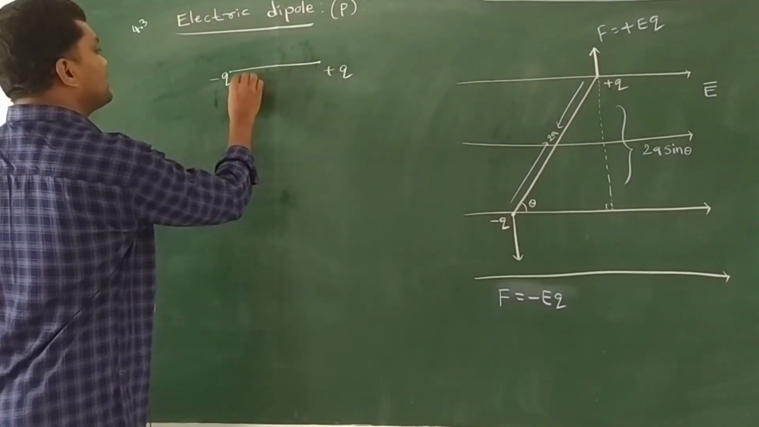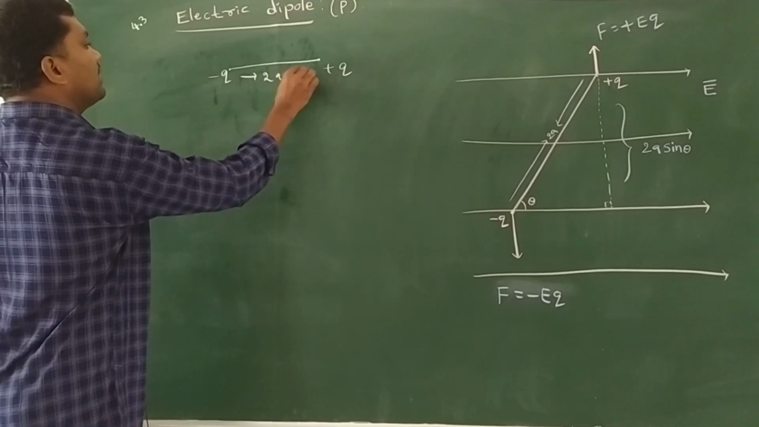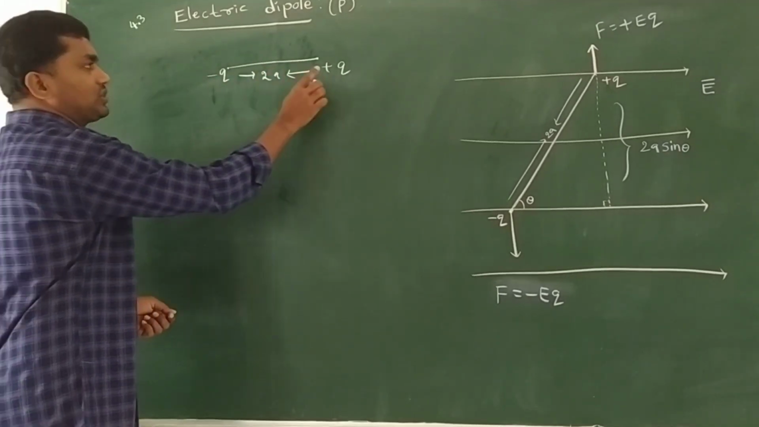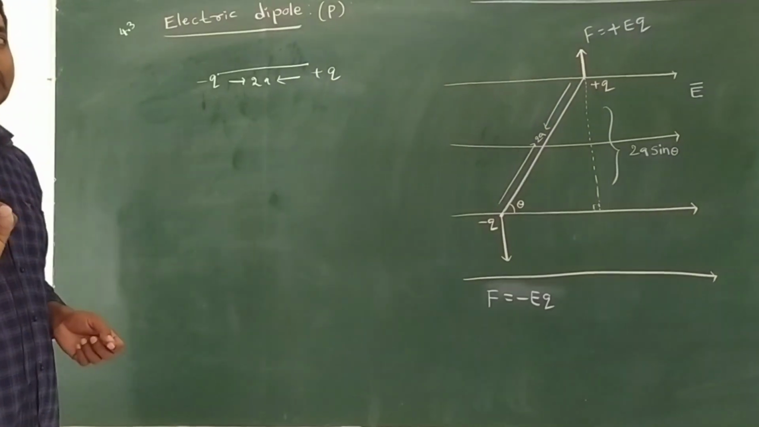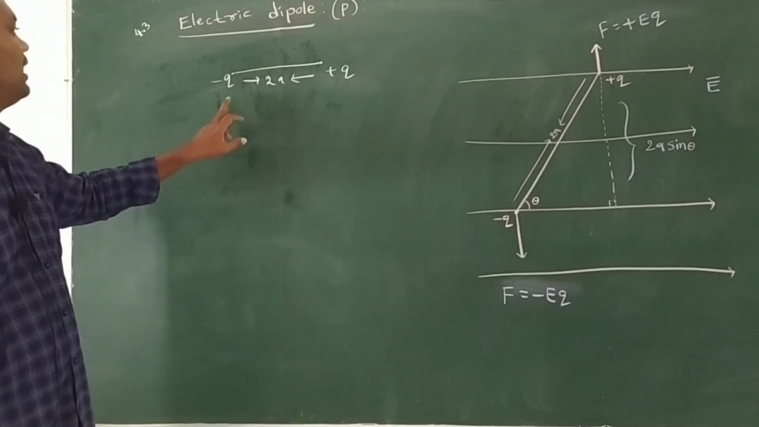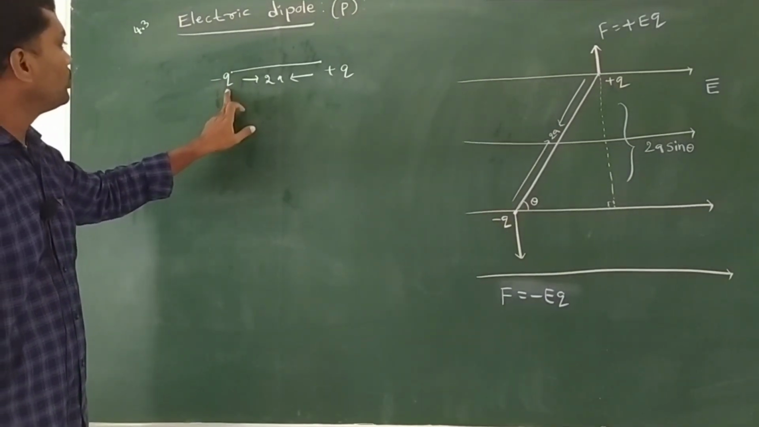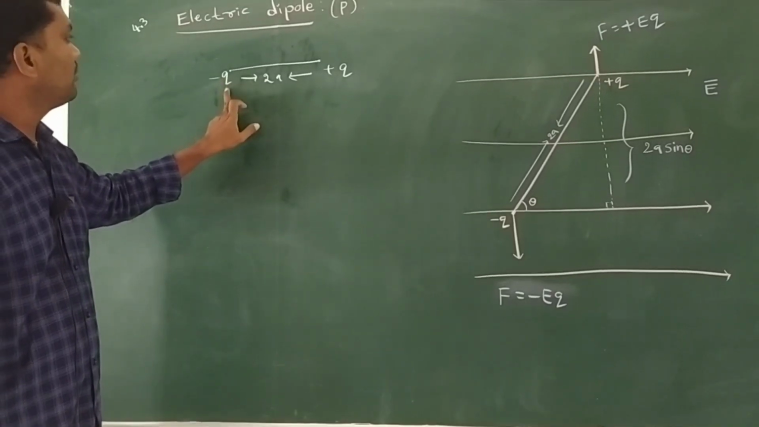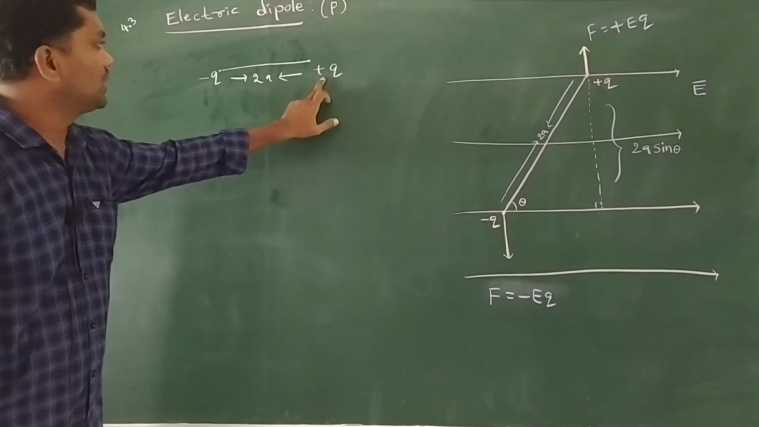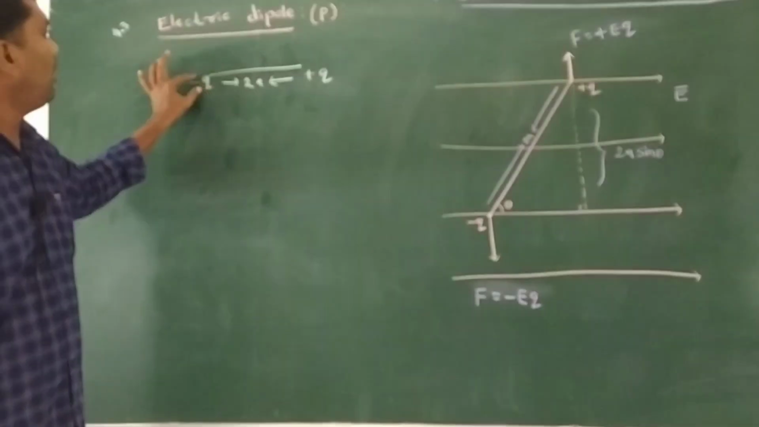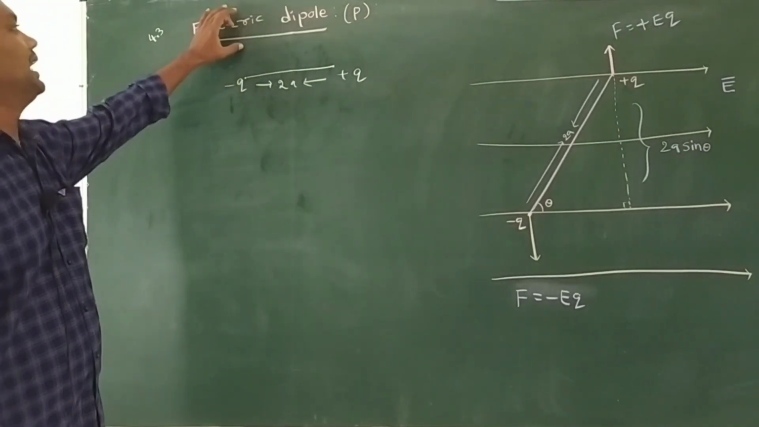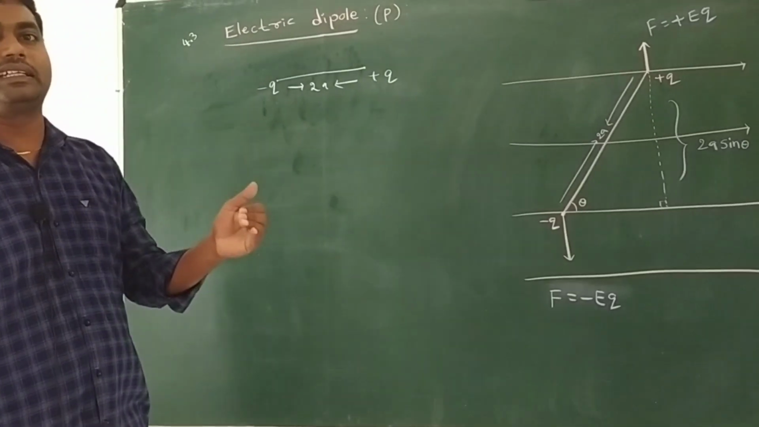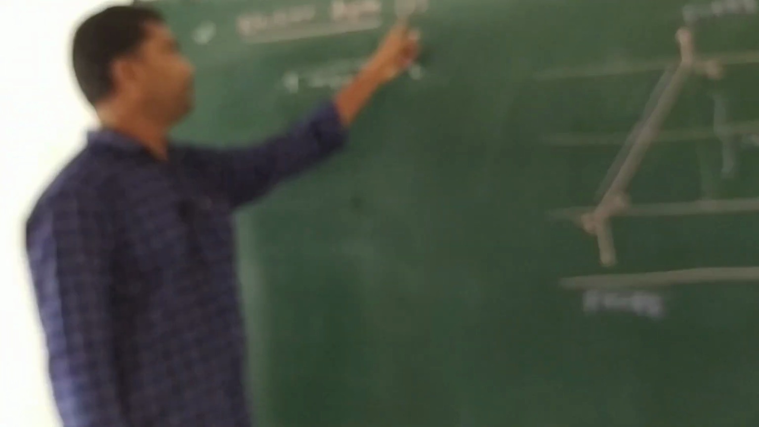The distance is indicated by 2a. The distance between minus q and plus q is 2a. So an electric dipole is an arrangement of two equal and opposite charges, minus q and plus q, separated by a distance. It is called an electric dipole, and it is indicated by P.